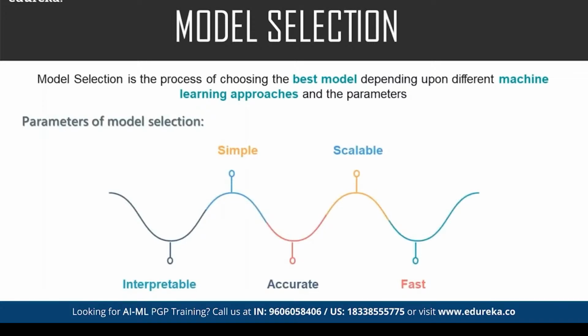So the results are interpretable, or simple, or accurate, or scalable, or fast. How fast it is, and how far we can scale that model to an extent. And again, that is a part of the modeling process, we say. So coming to accuracy and interpretability, which we see here, they are again trade-offs.